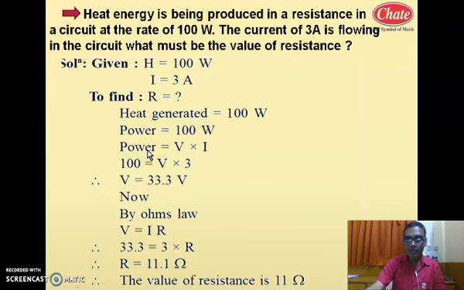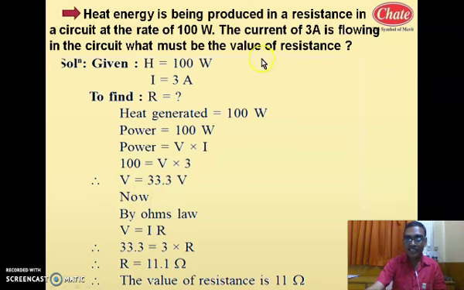What is the formula of power? As we have studied, power equals VI. Here I is the current, which is 3 ampere. So V will be 100 by 3. 100 by 3 is 33.3. Hence the voltage here is 33.3 volt. Volt is also denoted by V. So this is the potential difference. Potential difference is 33.3 volt.